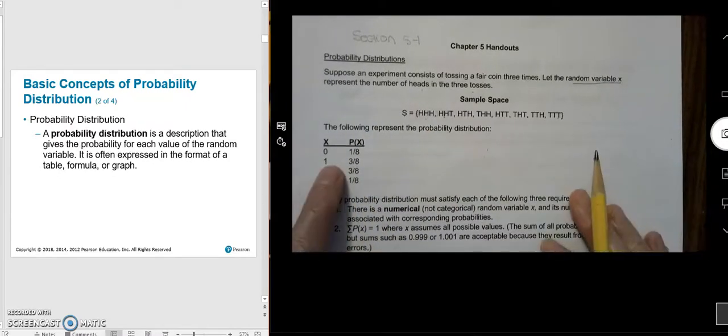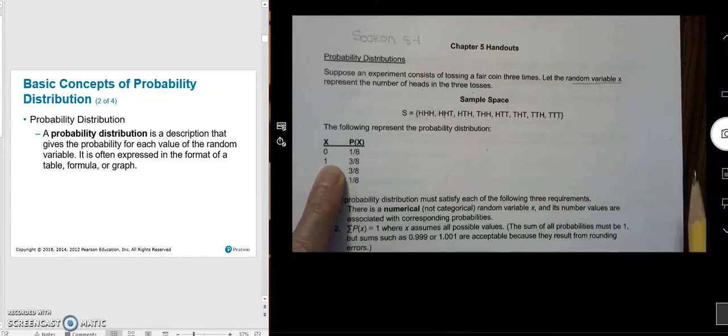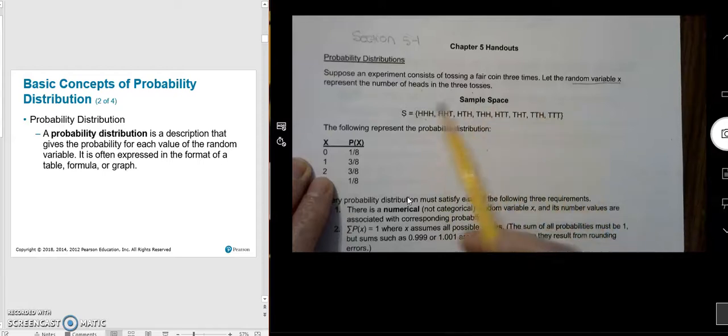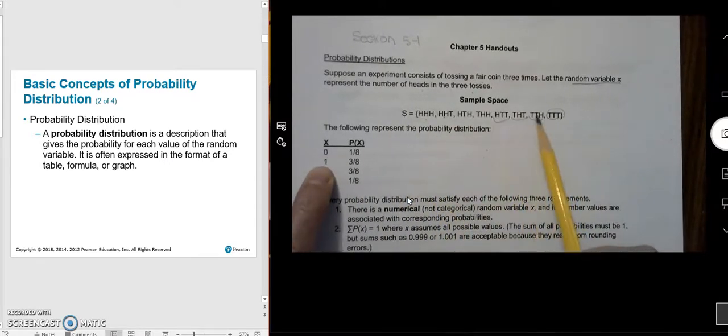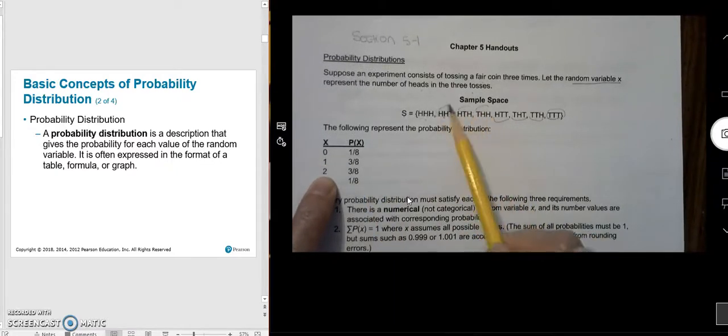So let's talk about the probability distribution. A probability distribution is where we list each value for X along with its probability, and it can either be a table, a formula, or a graph. For this one, it's a table. Each of these outcomes has the same chance of occurring. There's 8 of them. The probability of 0 heads would be this one outcome, so that's 1 out of 8. 1 head would be this one, and this one, and that's 3 out of 8. 2 heads would be these 3, and again, that's 3 outcomes out of 8. And 3 heads is 1 outcome, so it's 1 out of 8.